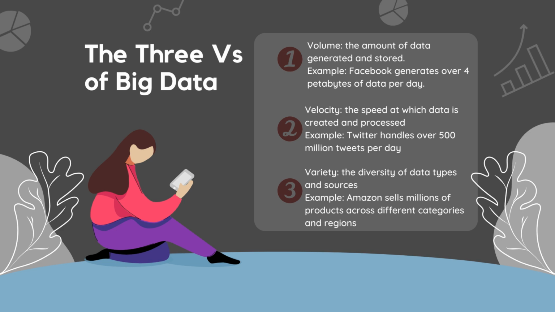Variety. Variety is the diversity of the data types and sources. Big data is so diverse that it comes from structured, semi-structured, and unstructured formats, and from internal and external sources. For example, Amazon sells millions of products across different categories and regions, and collects data from transactions, reviews, ratings, clicks, etc.